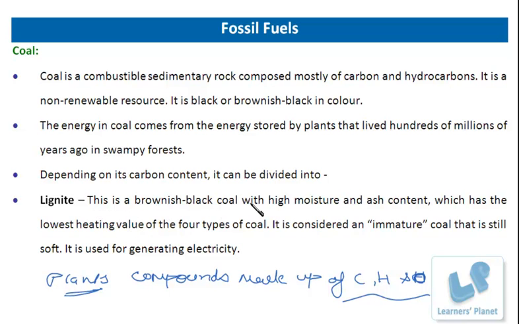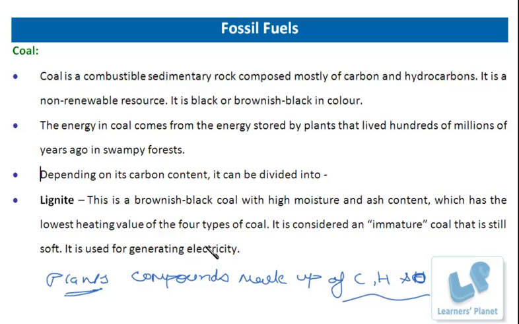Lignite. This is a brownish black coal with high moisture and ash content, which has the lowest heating value of all the four types of coal. It is considered an immature coal that is still soft, and it is used for generating electricity. Right? The more is the carbon content, the more is the calorific value of coal, the better is the coal. Obviously, so lignite is the first thing which is formed after the burying of the plants.